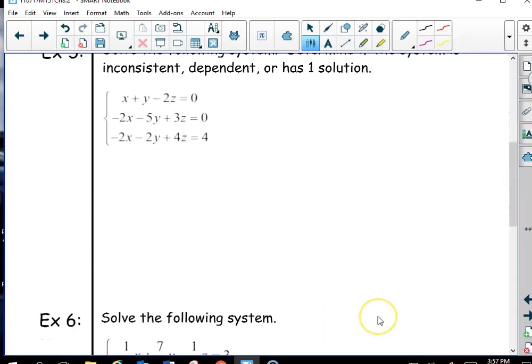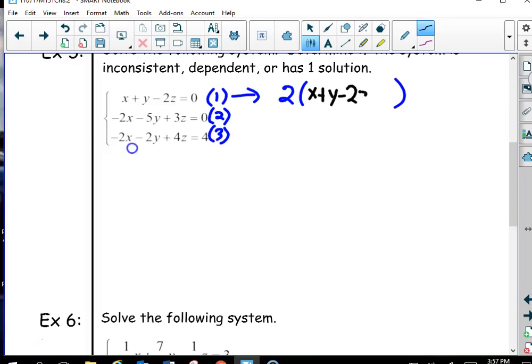Okay, same idea. Probably it is either inconsistent or dependent, but let's do the work. I think eliminating x is going to be my best bet, because if I take that first equation and multiply it by 2, it's going to straight cancel with equations 2 and 3. All right, so 2 times x plus y minus 2z equals 0. That'll give 2x plus 2y minus 4z equals 0. So that's my modified equation 1.